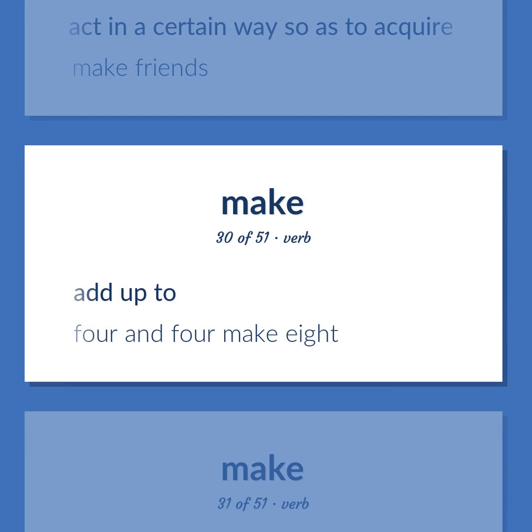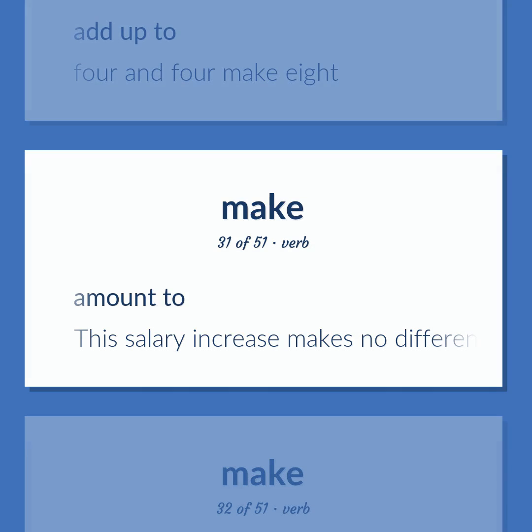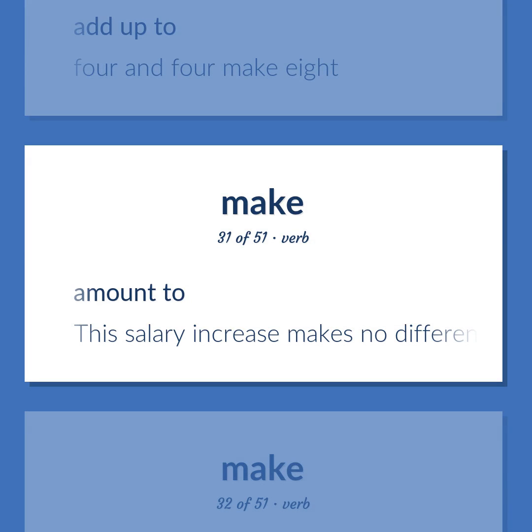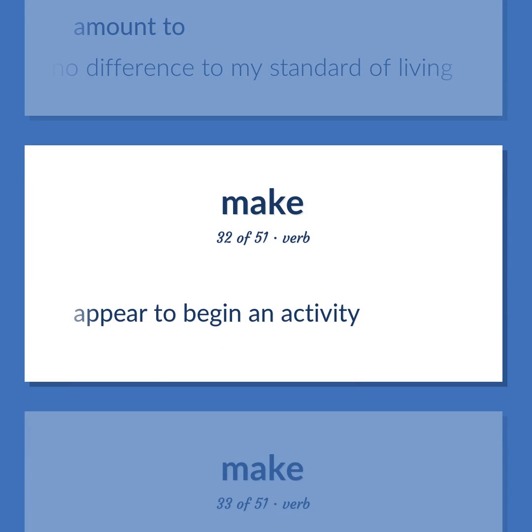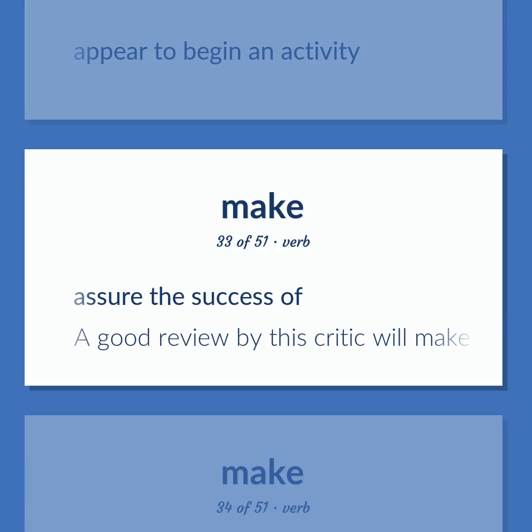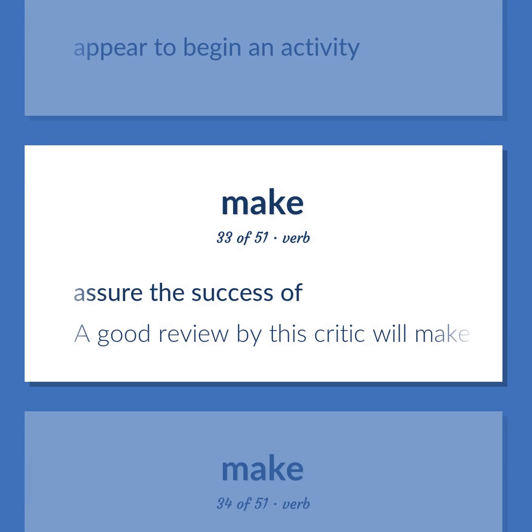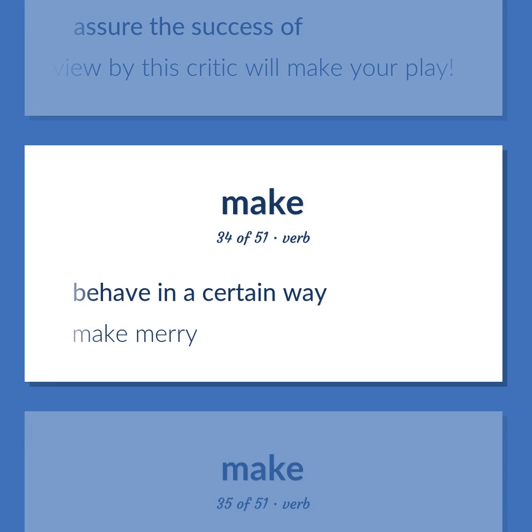Add up to. 4 and 4 make 8. Amount to. This salary increase makes no difference to my standard of living. Appear to begin an activity. Assure the success of. A good review by this critic will make your play. Behave in a certain way. Make merry.